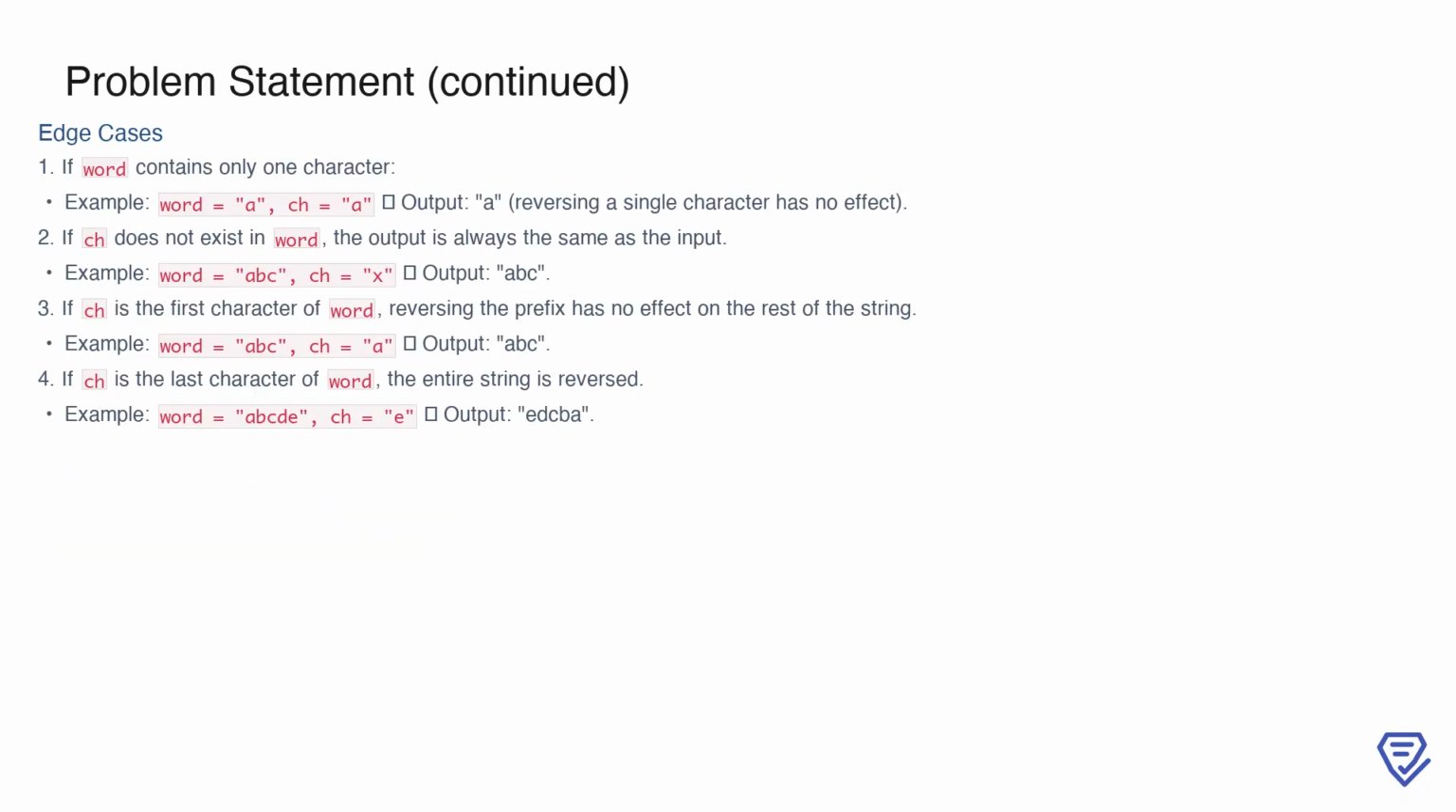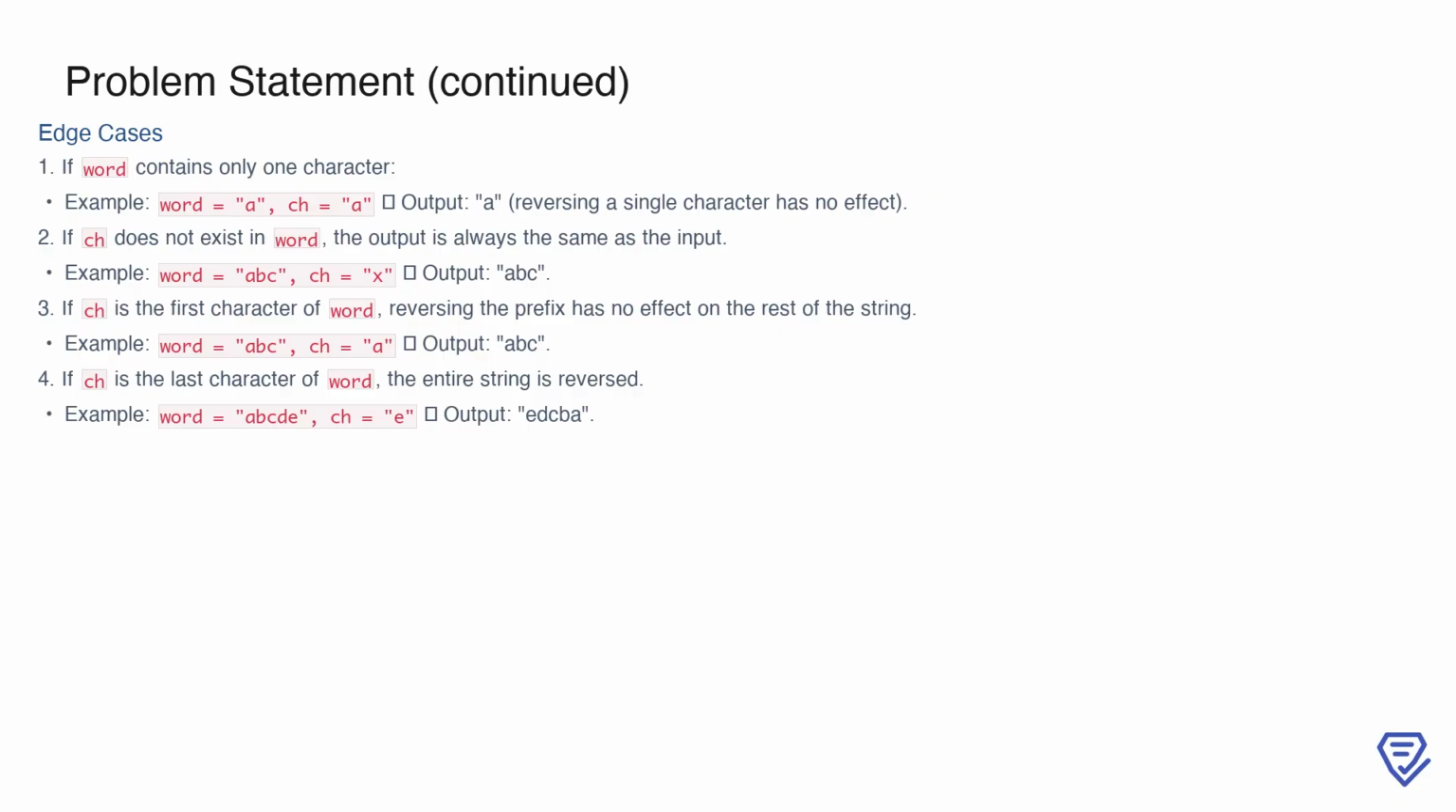Finally, let's discuss some edge cases. If the string contains only one character, such as word equals a and ch equals a, reversing the prefix has no effect, so the output is a. If the character ch is not in the string, the output is identical to the input, as seen in cases like word equals abc with ch equals x. When ch is the first character of the string, for example, word equals abc and ch equals a, the prefix reversal does not alter the string, so the output is abc.